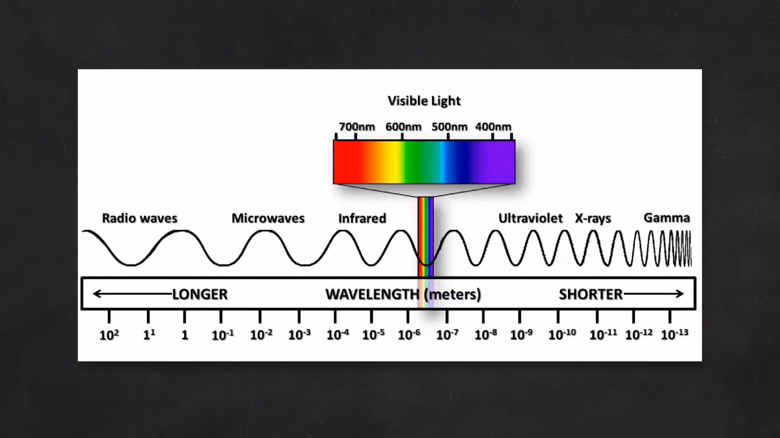This short video is about the electromagnetic spectrum. You need to know the names of the different parts and the order that they come in. The electromagnetic spectrum is the name given to a collection of waves. These waves are all transverse waves and they all travel at the speed of light in a vacuum.